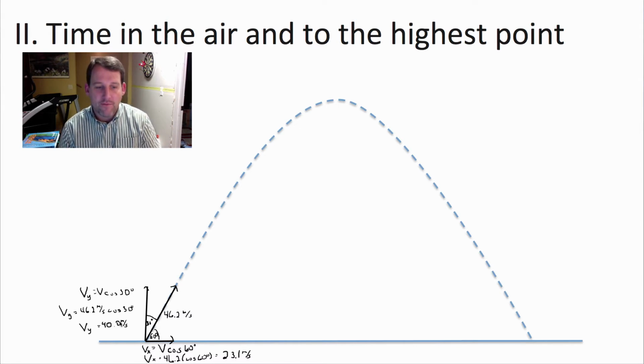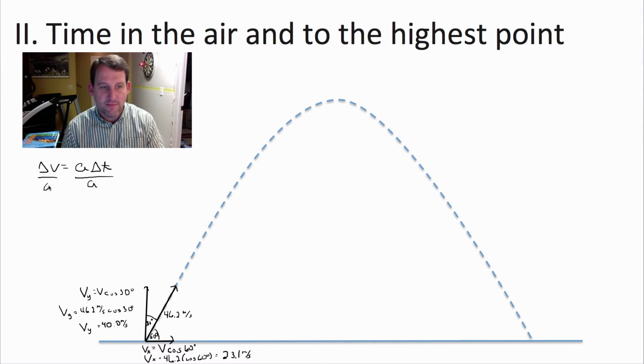Now we know that our object's going to be losing 10 meters per second every second. So to find the time in the air, we can just use our equation that change in velocity is equal to the acceleration times the change in time. If we solve this for time, we divide both sides by acceleration. Change in time is equal to the change in velocity divided by the acceleration.